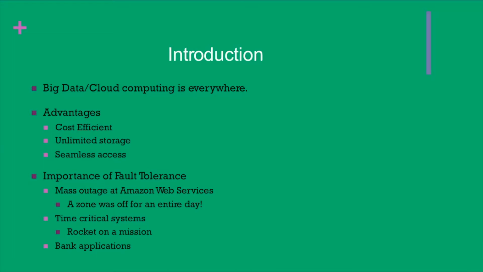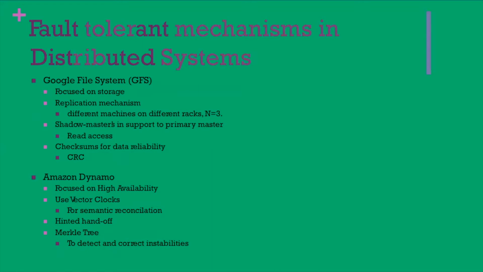So there are two important things. One is to protect your data, so you don't lose the data in case of failure, and also you don't lose your application or the compute time. Those are the two things. And how do we do that? There are lots of mechanisms. These are some of the mechanisms I'm going to talk about in the big data context.